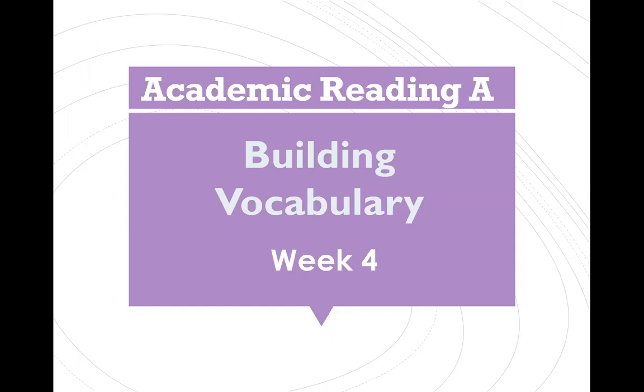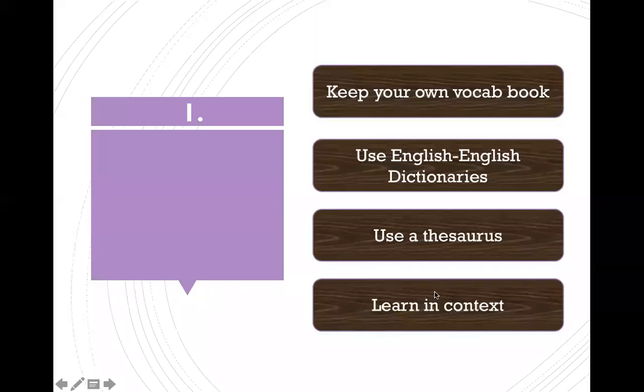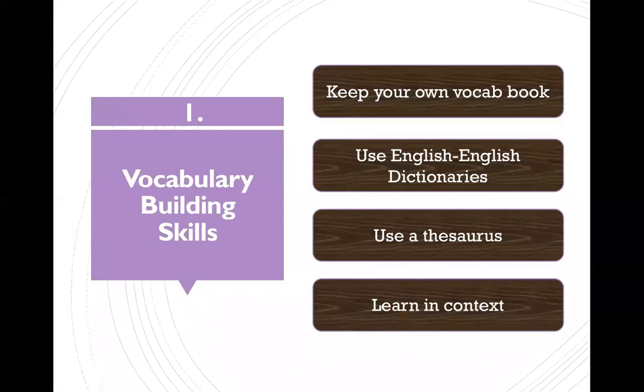Here are some tips to help you learn new vocabulary and use it effectively in study. One, vocabulary building skills. First, keep your own vocabulary book to record any new words. Use an English dictionary as much as possible. An advanced English learner dictionary is especially useful if English is not your first language. And use a thesaurus to build your knowledge of synonyms and antonyms. I'm going to explain more about the thesaurus later.